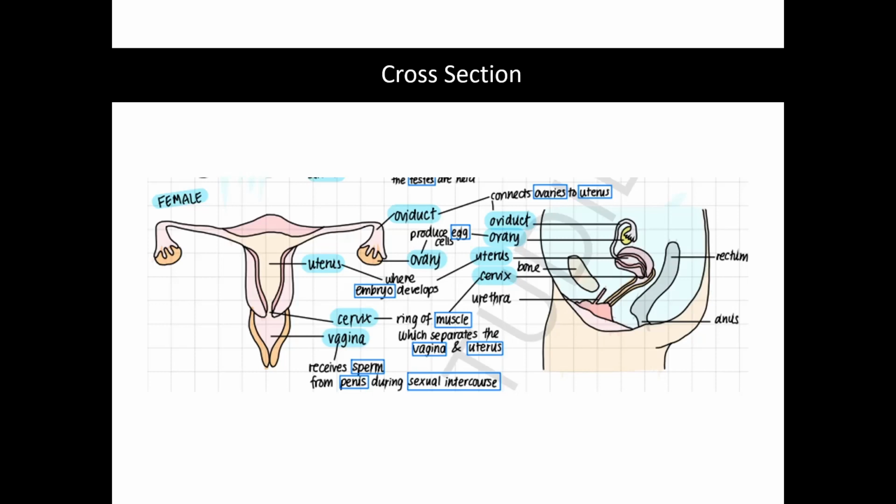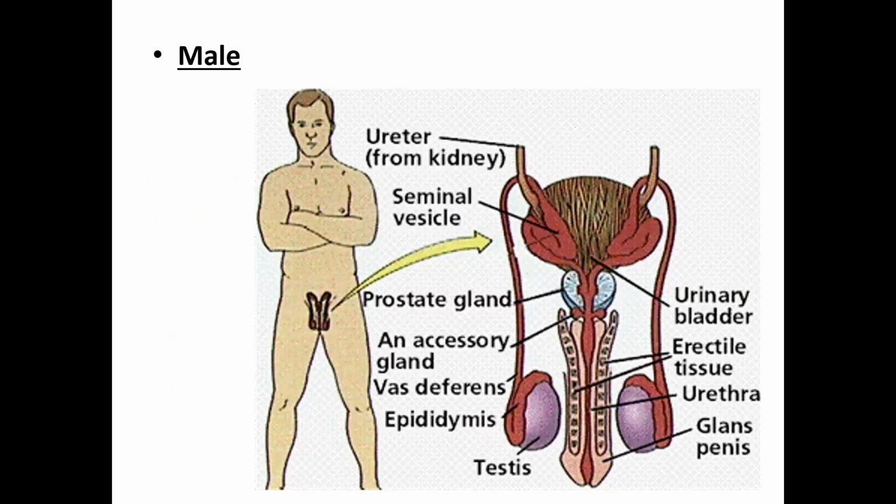And in the cross section, you can see that's the rectum and the anus below them. So you can see there are some similarities between the left side and the right side of the cross section. Okay. All right, the next one is the male reproductive system. We have also seen this before.